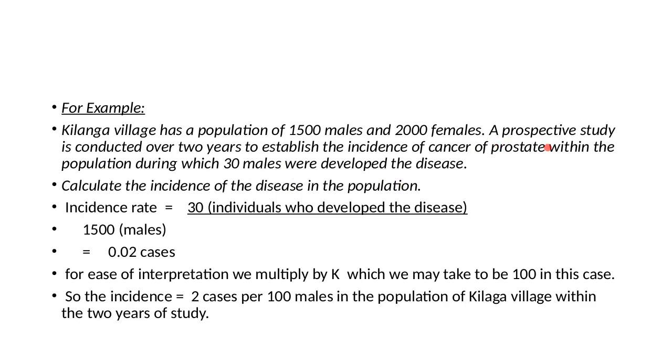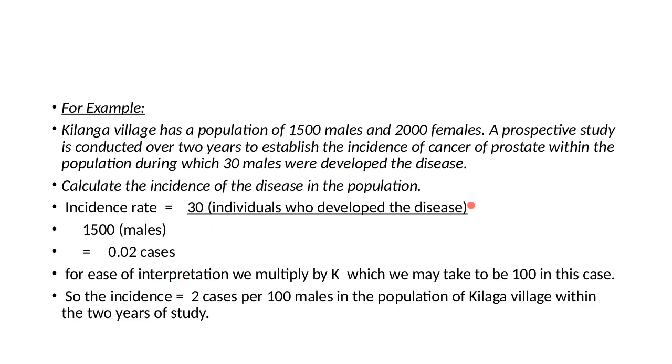First, prostate cancer is only gotten by whom? By the males only. So you won't include the females here. So for incidence rate, the number of people who developed the disease is 30. So 30 divided by the population at risk, which is 1,500 and not 3,500, because those that are at risk of getting the disease are males only.